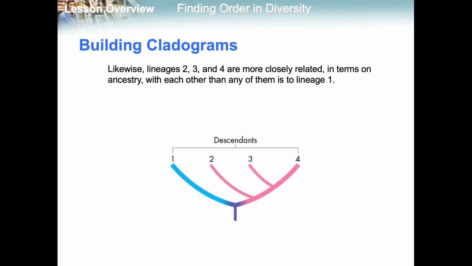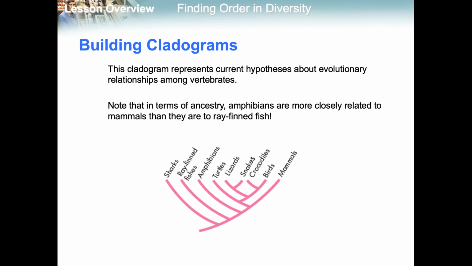Lines 2, 3, and 4 are the most closely related compared to 1 because 1 branched off into another limb. This is one other limb, and this is another limb here, so 4. While 1 is closely related to the common ancestor, it's not as closely related to 2, 3, and 4. Here, this cladogram represents the relationship amongst vertebrates.